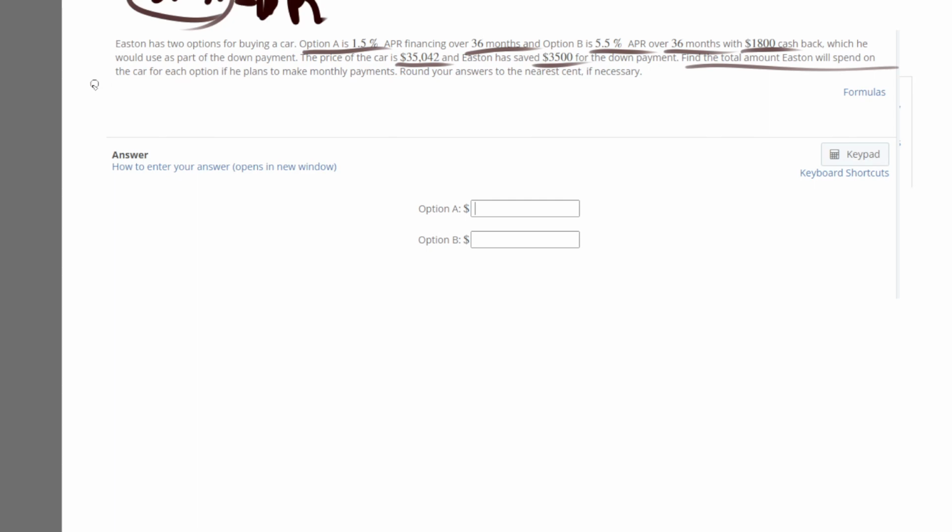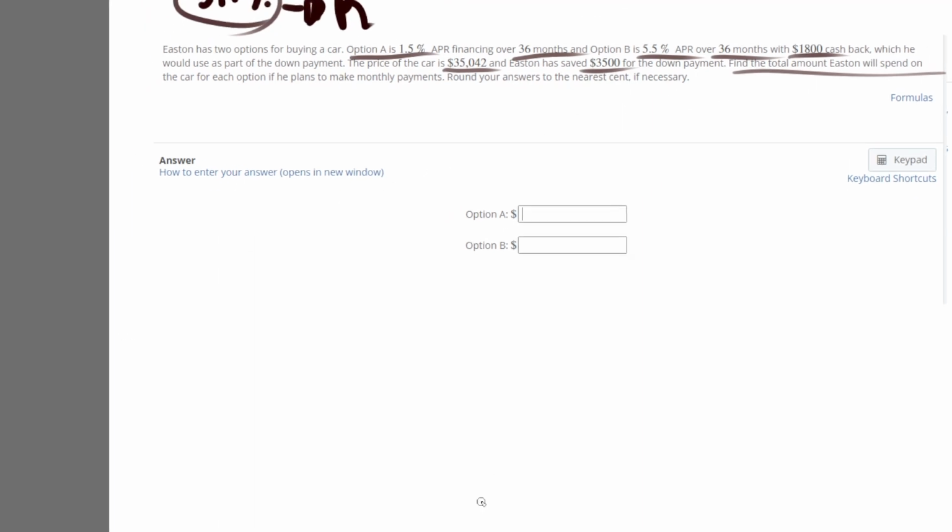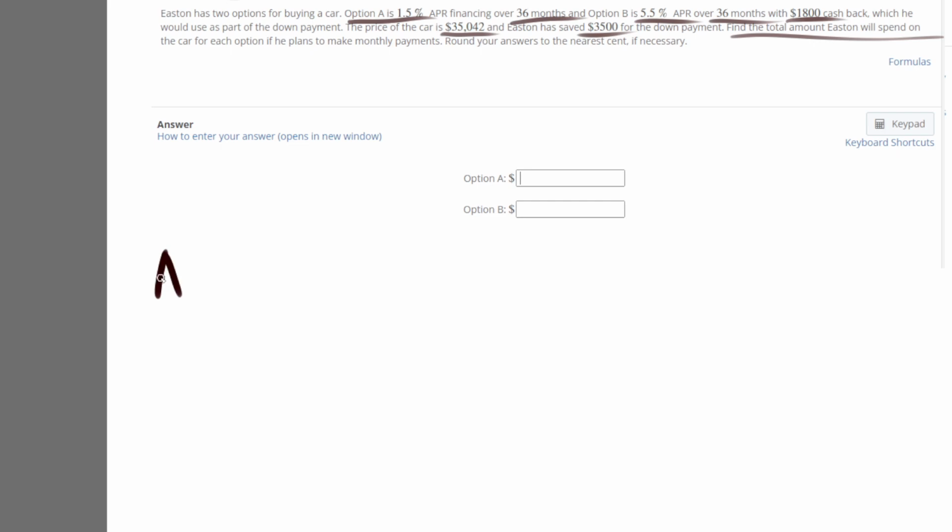Let me go up one layer. So, actually, this one might be monthly. No, never mind, this is still monthly payments. So, let's write down our two scenarios. For option A, and then we'll do both.